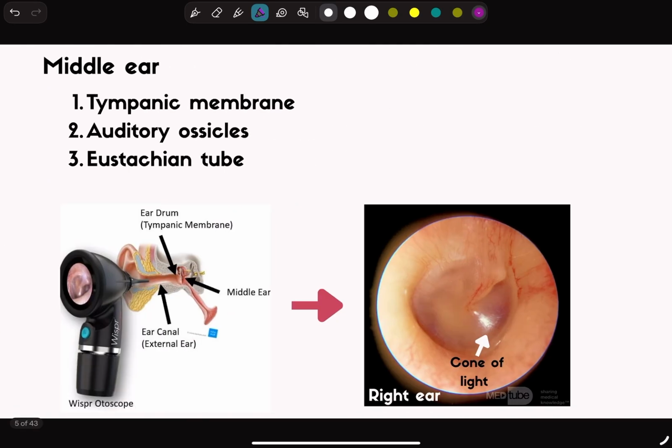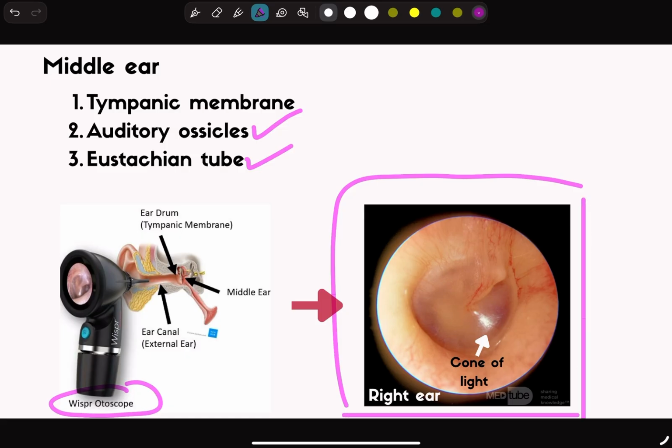Right. So the middle ear, we've got the tympanic membrane, which separates the external part from the middle part. And then we'll be talking about the ossicles and the eustachian tube. So when we insert the otoscope inside the ear, that's what we are going to see. And by the way, this is the right ear. So we see a very nice, healthy tympanic membrane, okay, with the cone of light that's reflecting anteriorly. We can see the handle of the malleus, one of the ossicles.